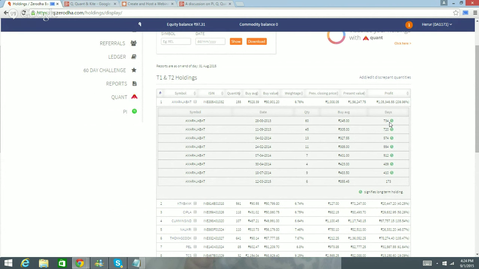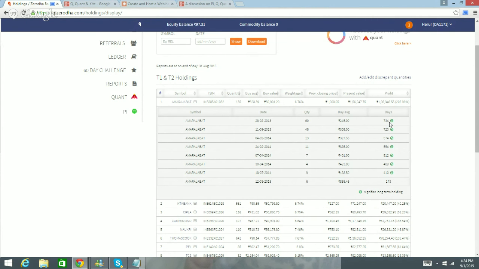The importance of this is if you buy a stock and sell after 365 days, there is no tax you have to pay on any profit you have made. If you sell it before 365 days, you have to pay 15% as short-term capital gains tax.